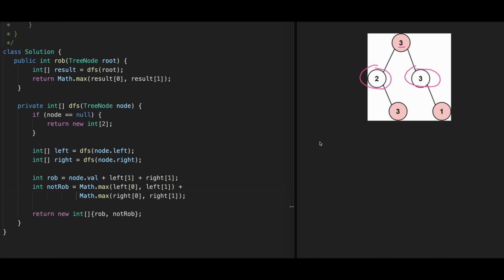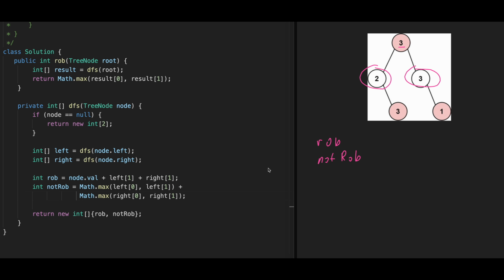The first one is when we are robbing, which means that we are including this value, and the other one is when we are not including this value, not robbing. So for each node we return whether we are robbing, which means including that node, or not including that node. We are recursively calling for the left child and the right child.